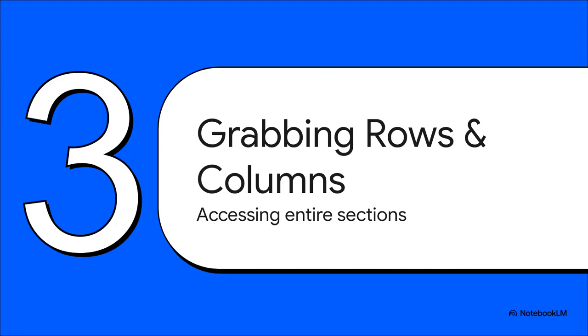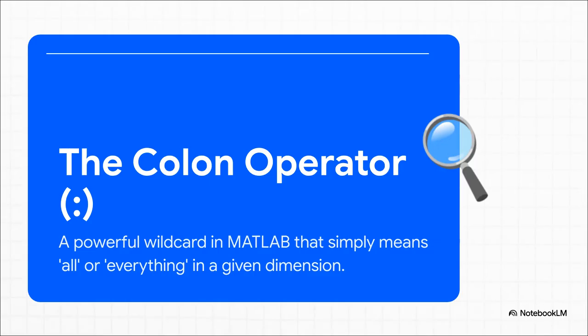Now let's build on this idea with something that's way more powerful for working with real-world data. Pinpointing one number is cool and all, but what if you need a whole chunk of data, like an entire row, or maybe an entire column? For that, we use this super handy little tool, the colon operator. Just think of it as a wildcard. It basically means all, or give me everything, in whatever spot you put it in.